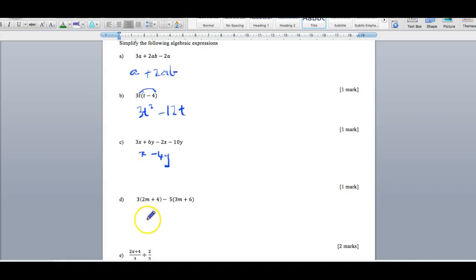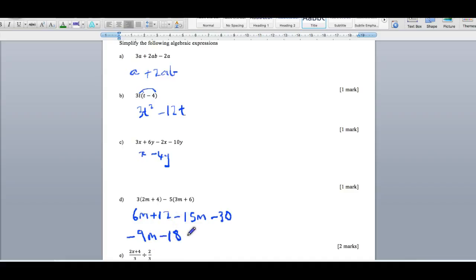All right, question D is worth 2 marks. So for this one, you actually had to show a bit of working. So obviously expanding the bracket. So 3 times 2m is 6m. Then 3 times 4 is 12. And let's expand the second bracket. Negative 5 times 3m is negative 15m. And then minus 30. And then we've got to bring the like terms together. So 6m minus 15m is negative 9m, and 12 minus 30 is negative 18.